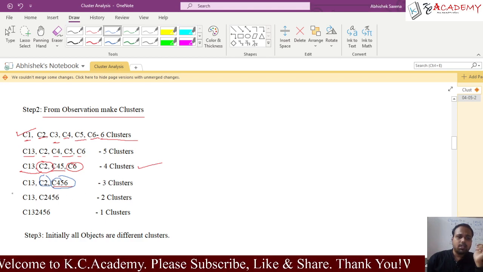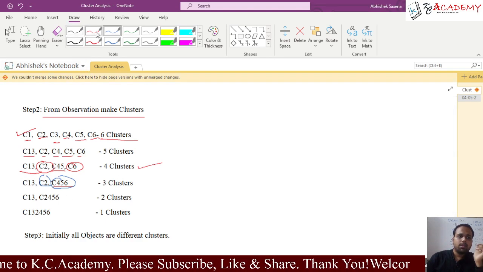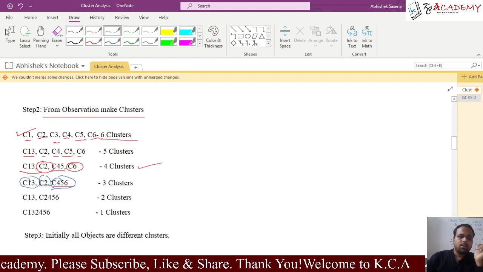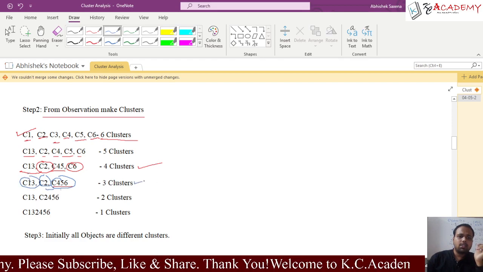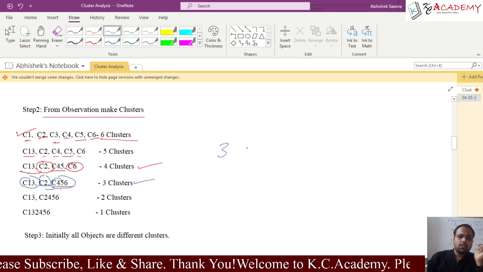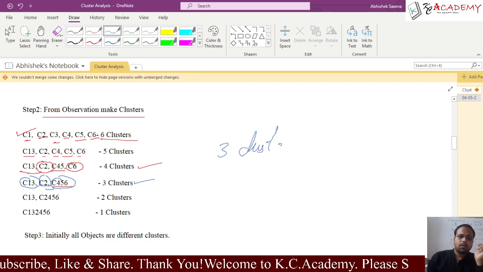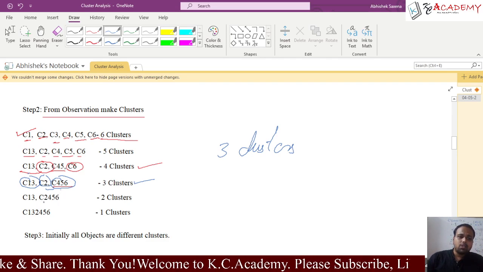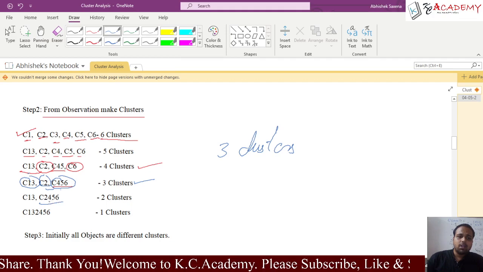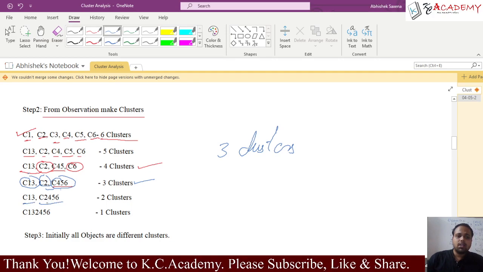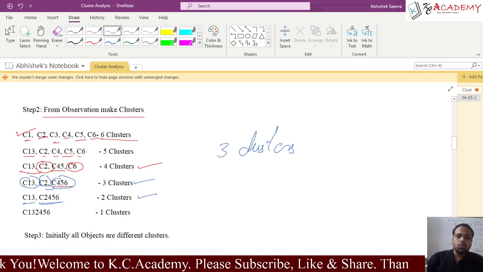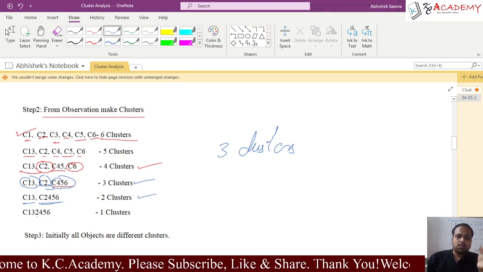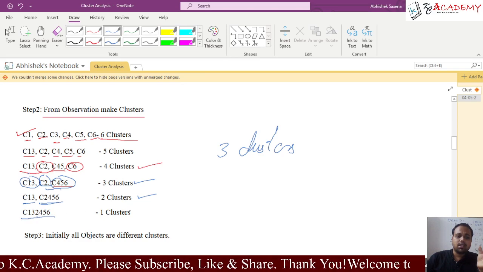So how many clusters are there now? C13, C2 and C456, so a total of 3 clusters, right? Later we can combine C2 with C456. So there are 2 clusters, C13 and C2456. Then we combine all the objects into one cluster, so all of C132456 are in one cluster.